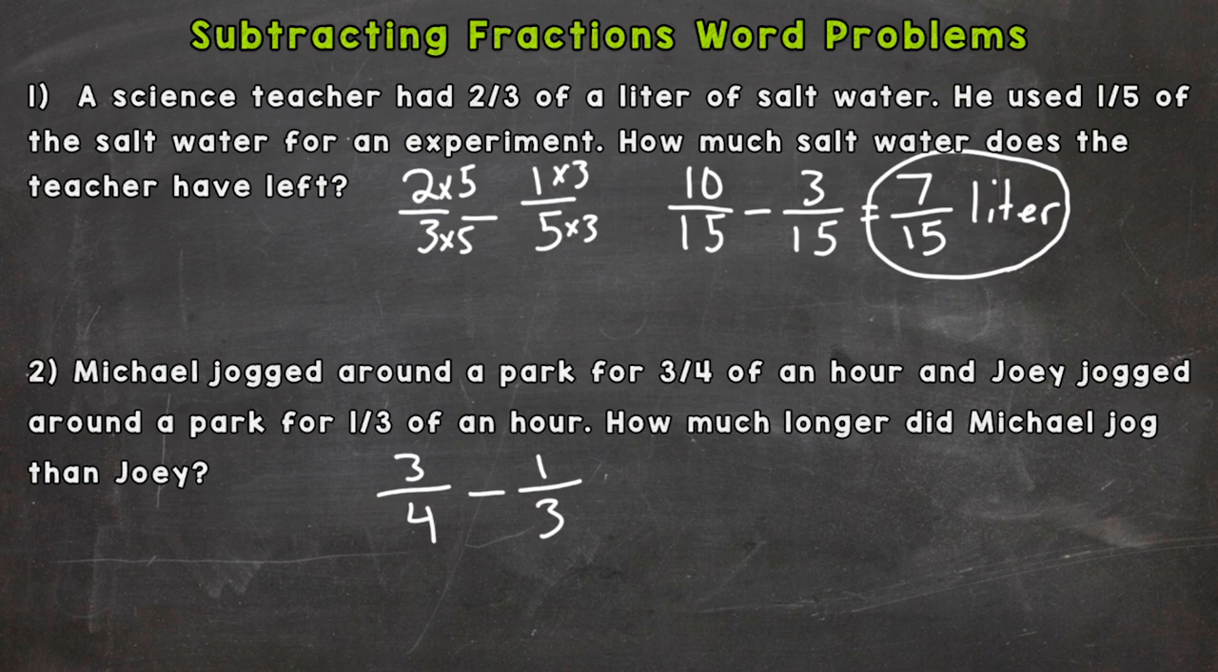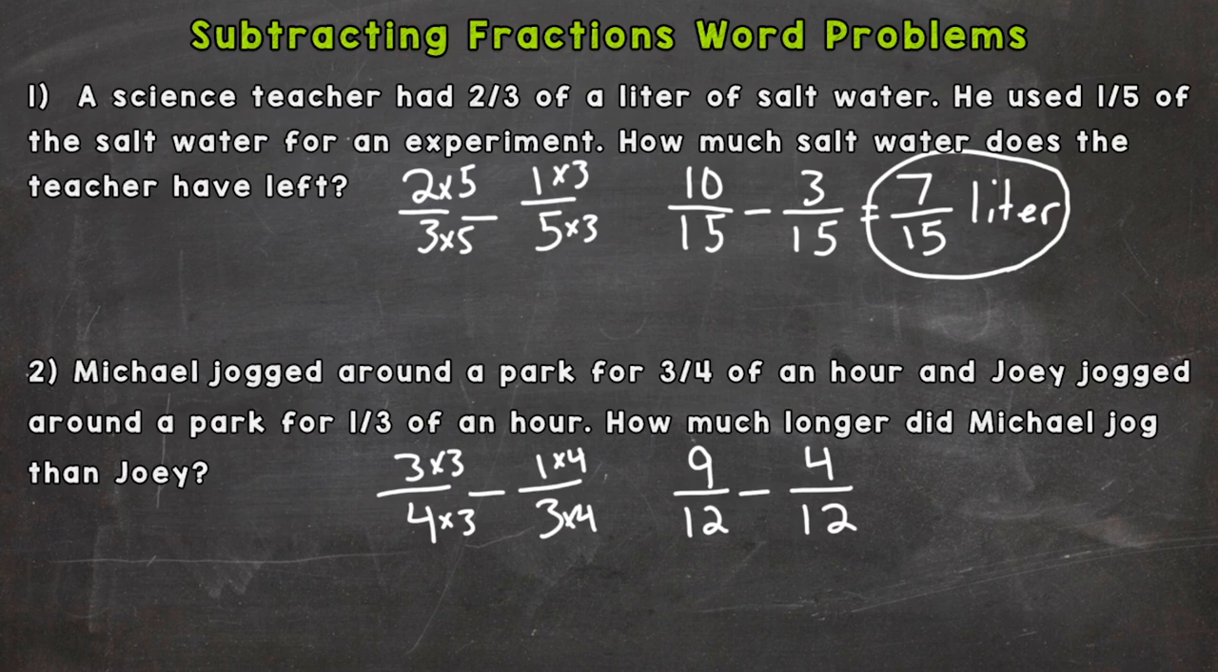So we have a 4 and a 3 for our denominators, obviously not the same, so we need to rename with a common denominator. So 4 and a 3, what do you think the common denominator is going to be? Hopefully you're thinking 12. So let's rename this problem with that denominator of 12. I know 4 times 3 is 12, so let's do it to the top. 3 times 3 is 9. 3 times 4 is 12. 1 times 4 is 4.